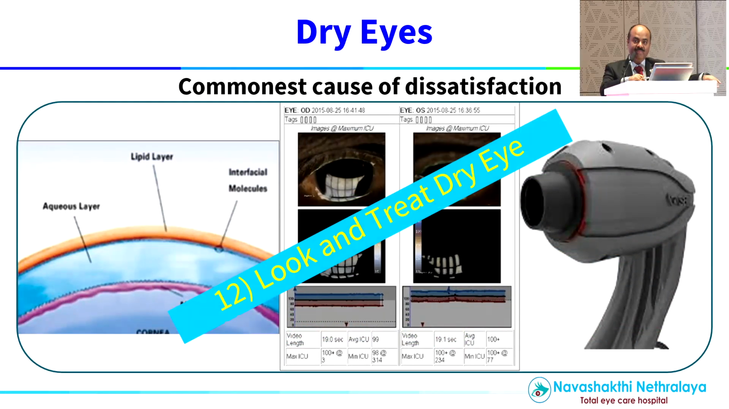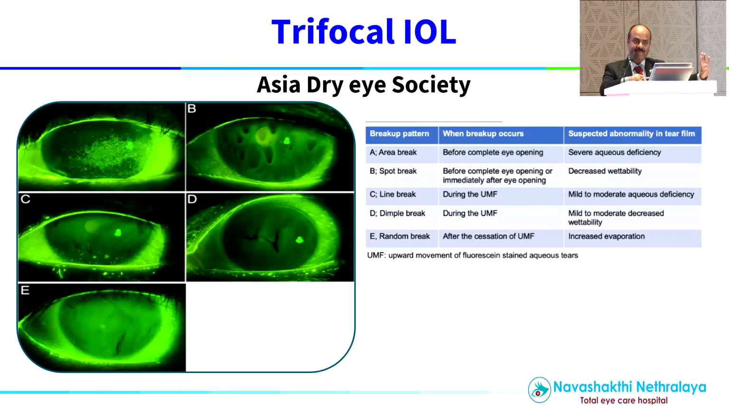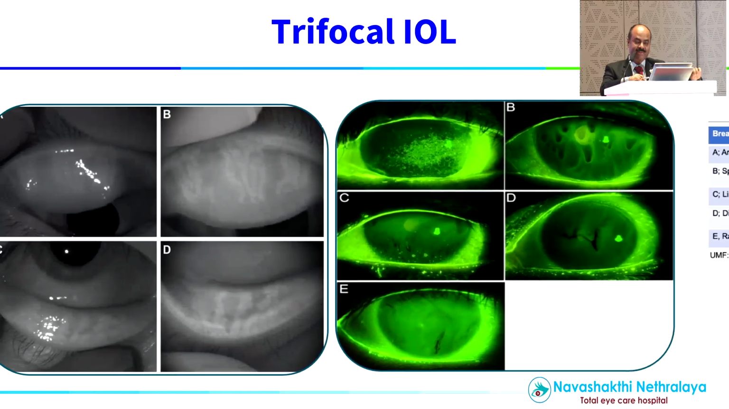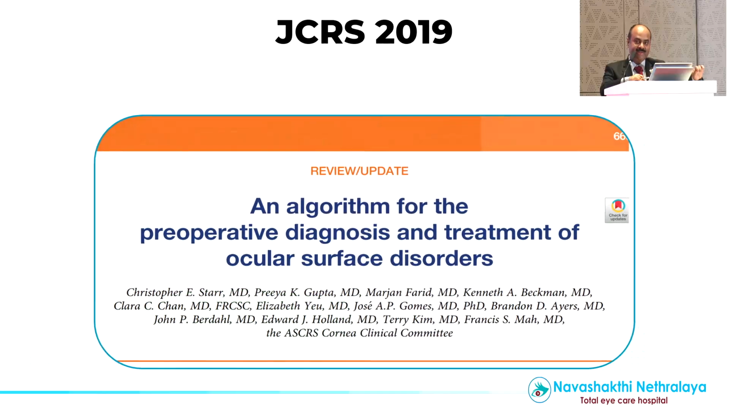Finally, before you touch these patients, correct the dry eye. If you don't have any advanced equipment, fair enough. Simple fluorescein is enough to classify these patients. Your autorefractor is enough to see the meibomian glands. Treat this patient as per this algorithm.